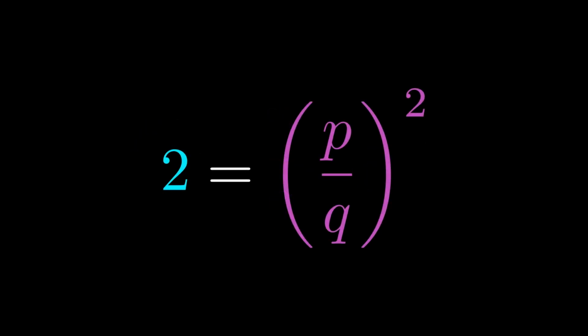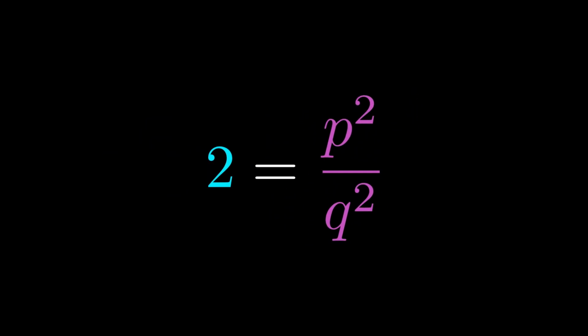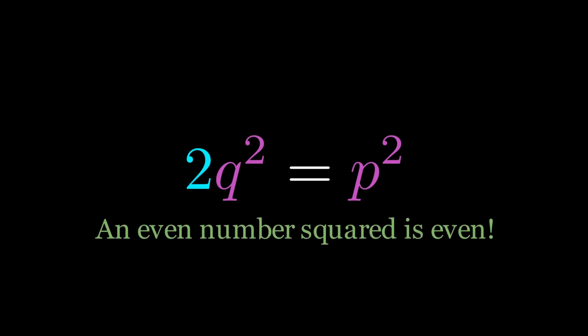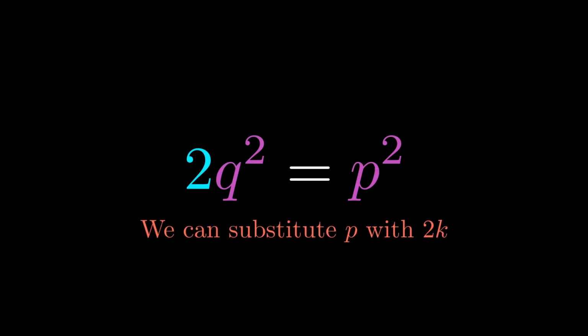If we square both sides, we get 2 is equal to p divided by q all squared. And that is the same as 2 is equal to p squared divided by q squared. And now I'm going to multiply both sides by q squared, and we're left with something interesting. 2q squared is equal to p squared. We say that p is even because it is both divisible by 2 and a square of an even number is even. So we can substitute p with 2k, which we earlier defined as an even number.